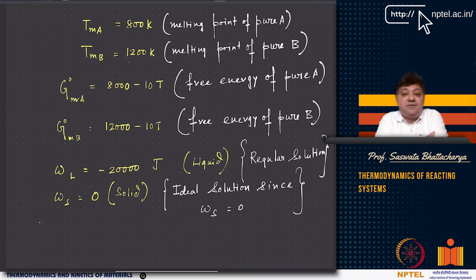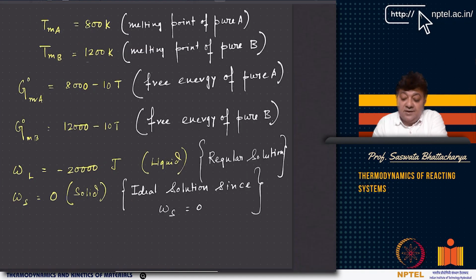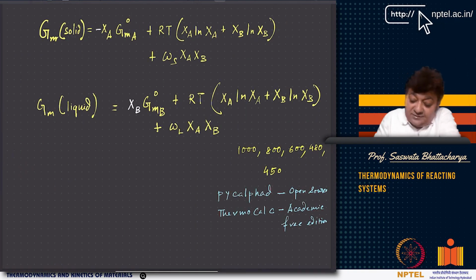Negative regular solution parameter basically indicates that more AB type of interactions will be more favorable than AA and BB type of interactions. On the other hand, when omega is equal to 0, that is for the solid, it is basically approximated as an ideal solution. And we have also been given the model for the solid and the liquid.